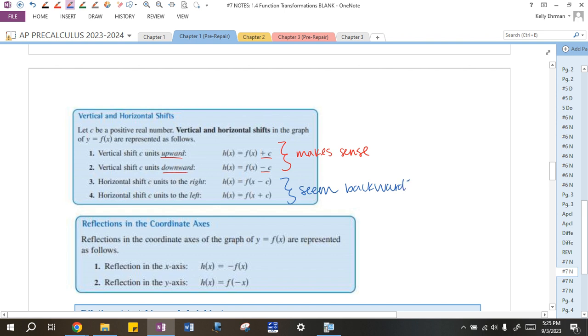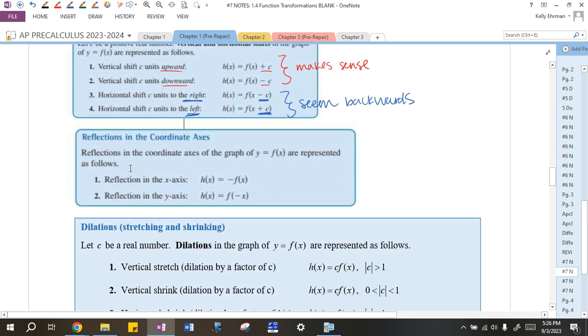We can get into why this is the case later, but if you have subtraction inside of a function, then you're shifting to the right. And if you have plus c inside of a function, that's actually shifting to the left. So in my brain, that's kind of opposite of what I would think. And again, we can think about why a little bit more after these notes.